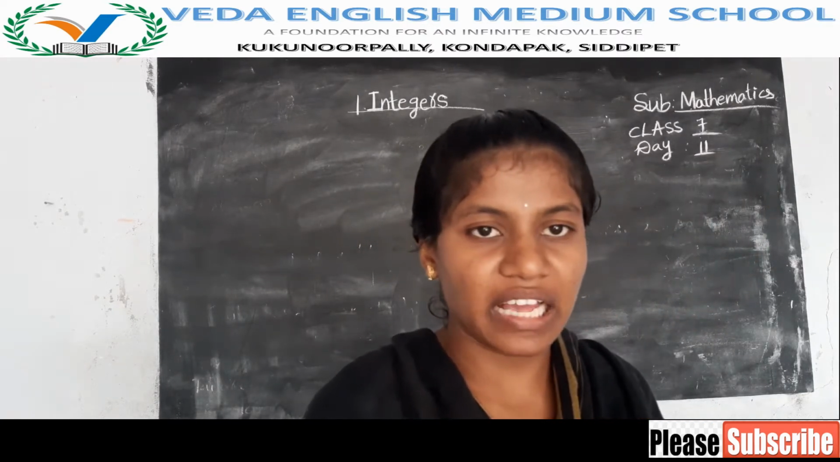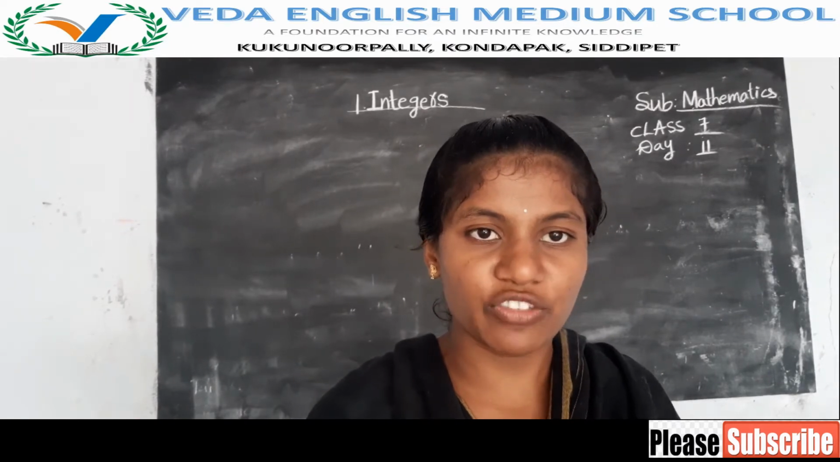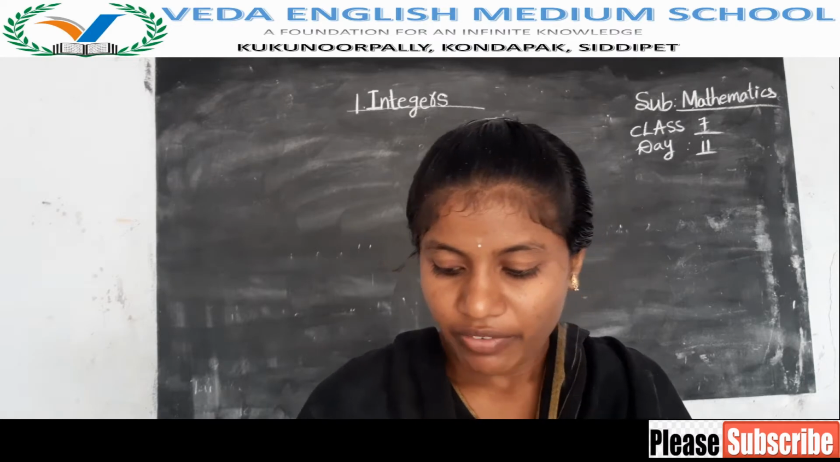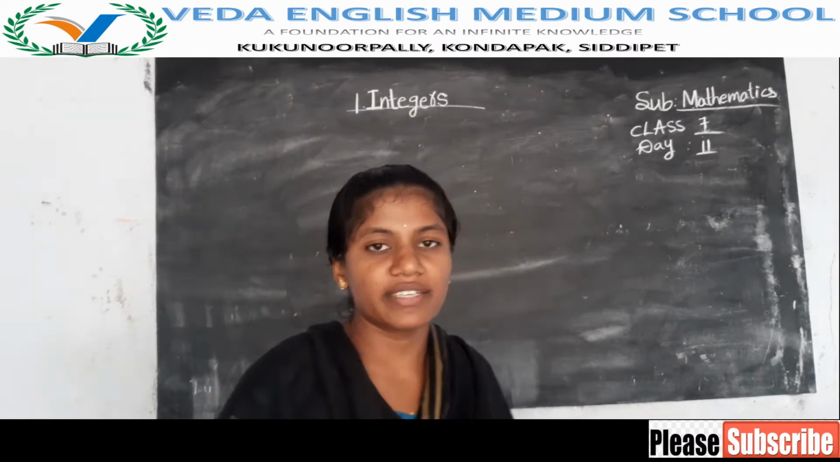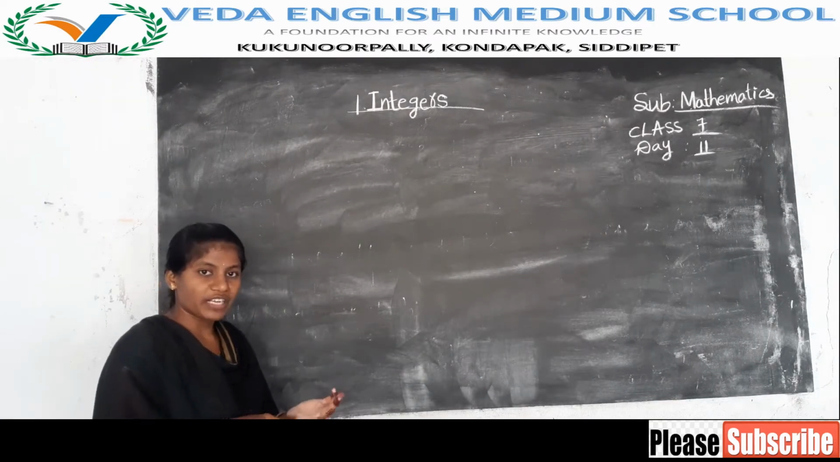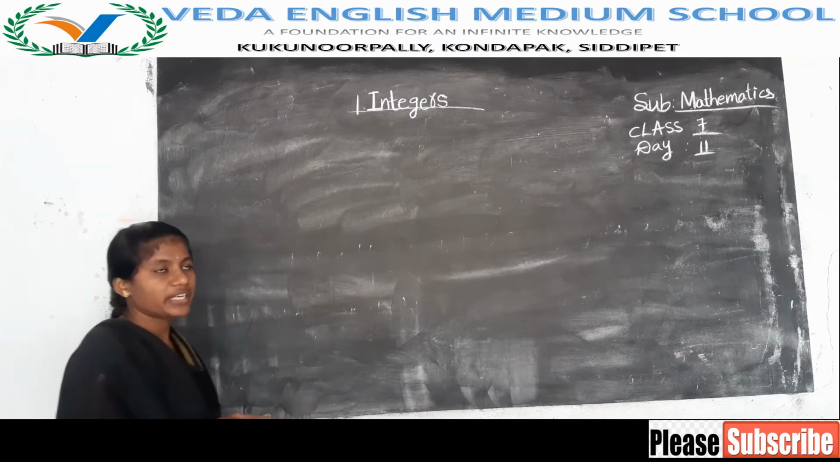In our previous class, in our first chapter, that means in integers, we have completed exercise 4. In exercise 4, we have some word problems. We have completed that. Today, we will learn about division of integers. What is that? Division of integers. Before going to division of integers, let us discuss addition of integers, subtraction of integers, multiplication of integers. Already we have completed those. So, today division of integers.